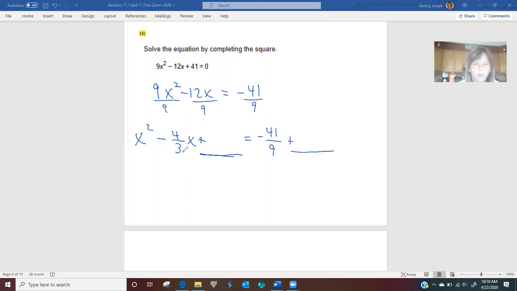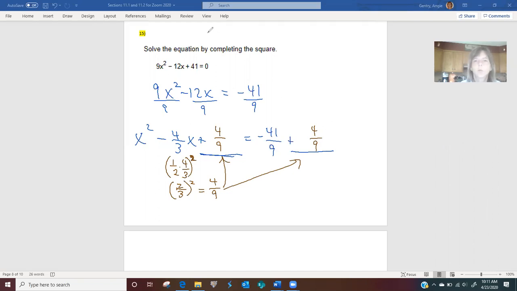Now I'm going to complete the square. I have a half times 4/3. You see how this is kind of repetitive. Half of b squared: a half of b is 4/6, which is 2/3. And then it's 4/9 again. So this goes here and there, because whatever you do on one side, you have to do to the other to keep it equal.